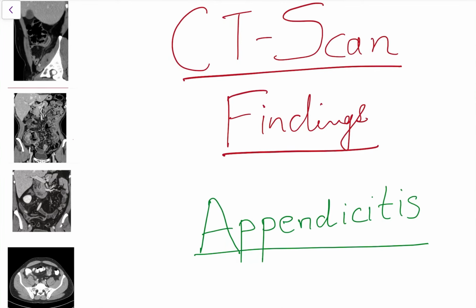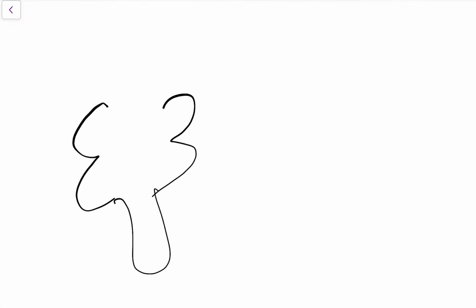Let's talk about the CT scan findings for appendicitis. So what is appendicitis? Appendicitis is the inflammation of the appendix. So what happens in appendicitis is, this is the cecum and this is the appendix, right? And this is the ileum part.